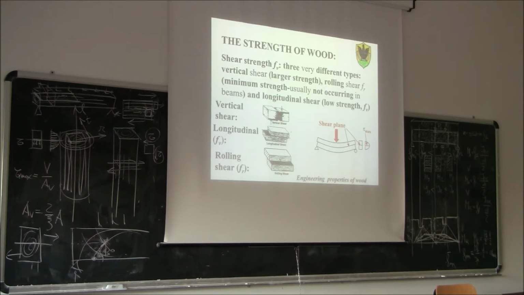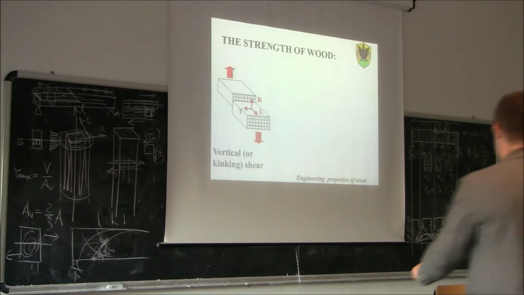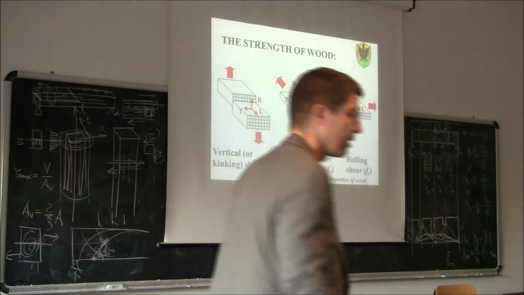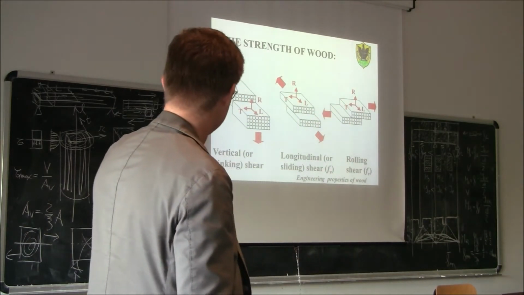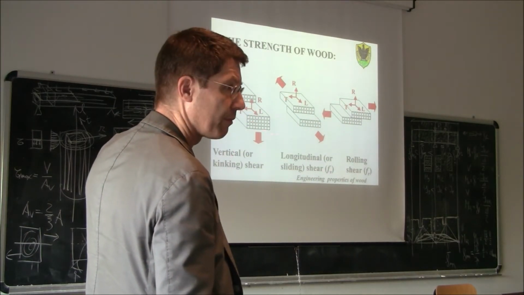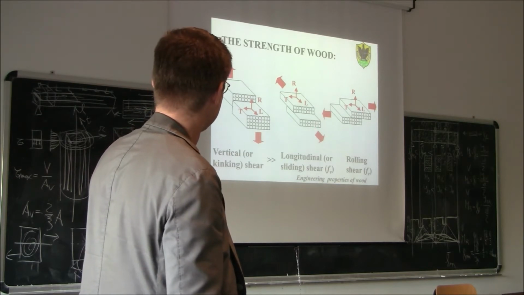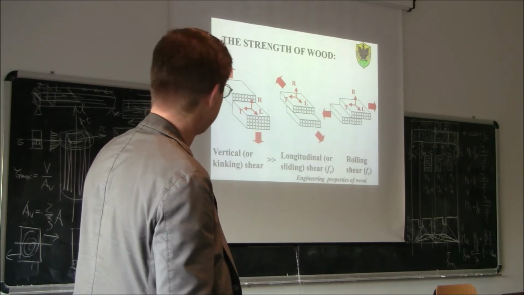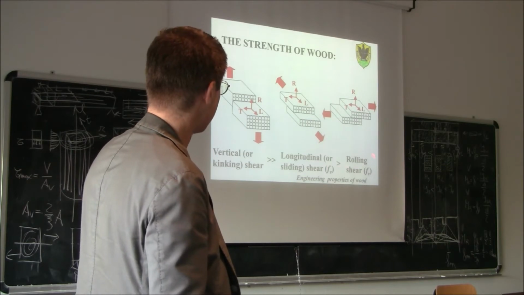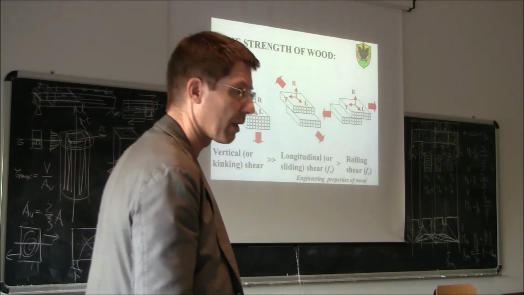Now a question. Perhaps we can just show this, which is what we've just been discussing right now. Vertical tilting shear, longitudinal sliding shear, and rolling shear. Vertical tilting shear is very high, and longitudinal shear is higher than rolling shear. So rolling shear is the weakest one.